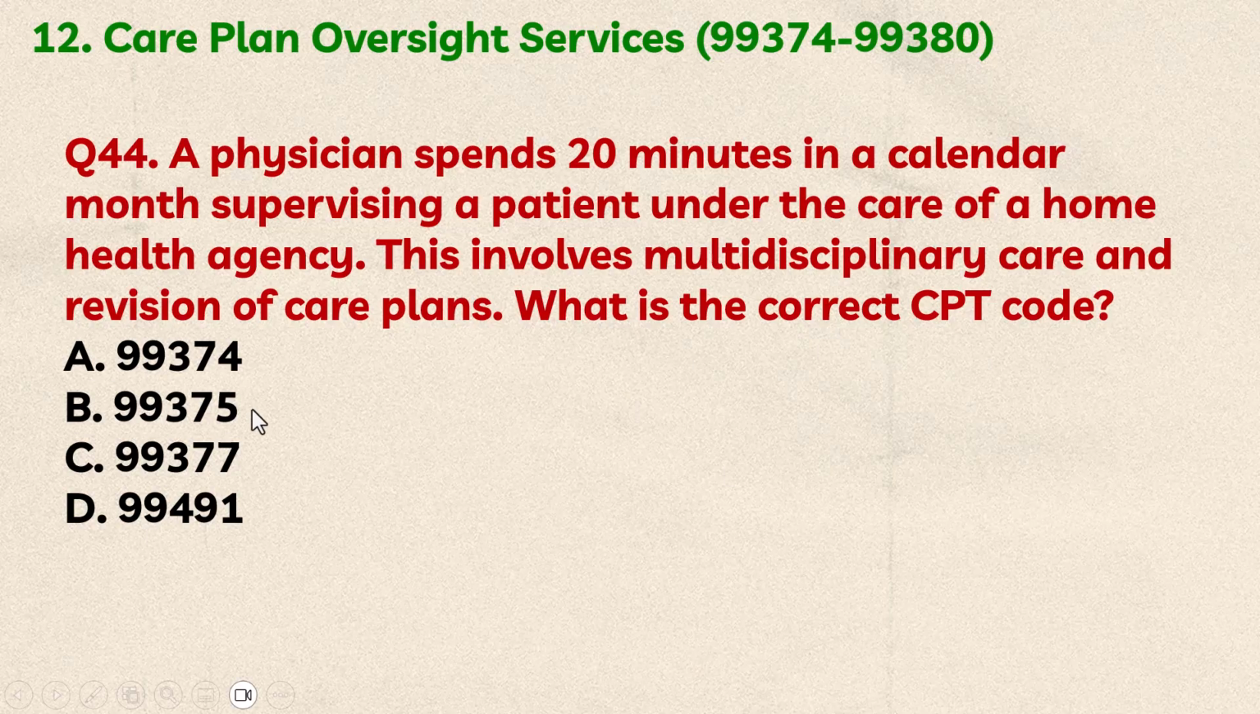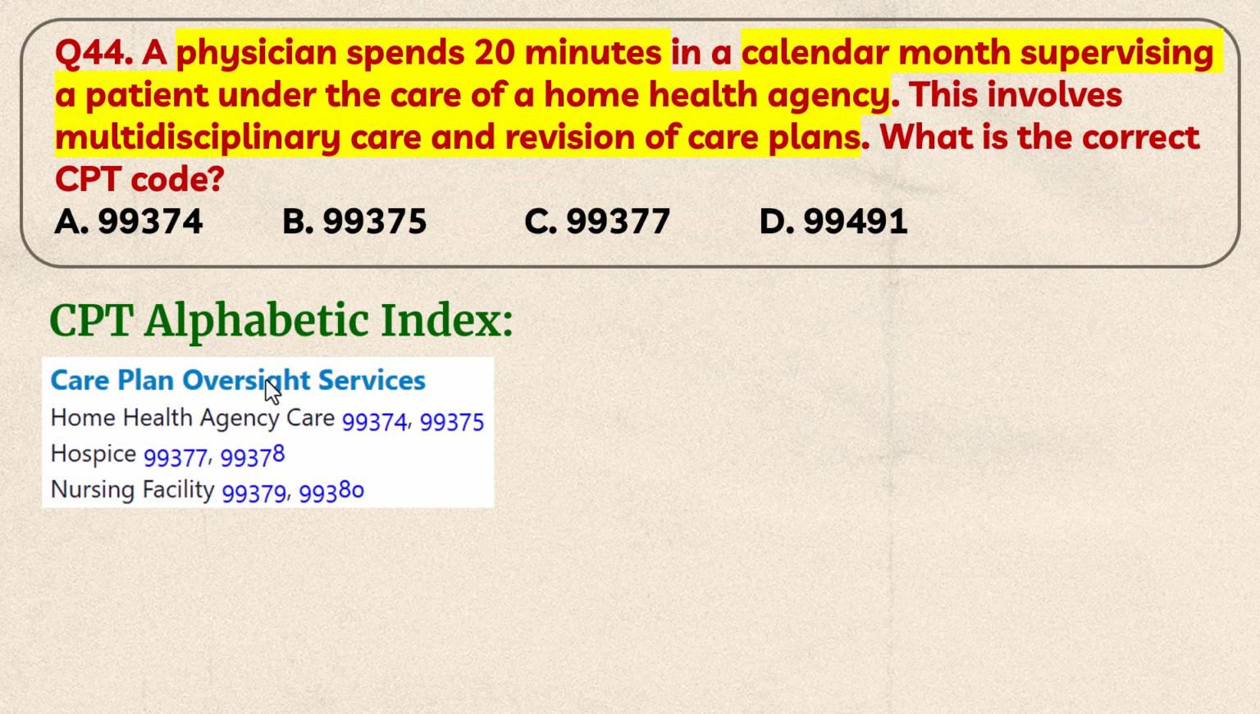So there are 4 answers available. Take your CPT code book and find the answer. So here you have to highlight: a physician spends 20 minutes in a calendar month supervising a patient under the care of a home health agency. Once you look at the answers, all answers are adjacent codes, so you can use the elimination method for the exam purpose, but for the learning purpose, let's do it with the CPT alphabetic index method. In the CPT alphabetic index, the main index term is care plan oversight services. Here the place is home health agency. So for home health agency care, there are 2 codes, 99374 and 75.